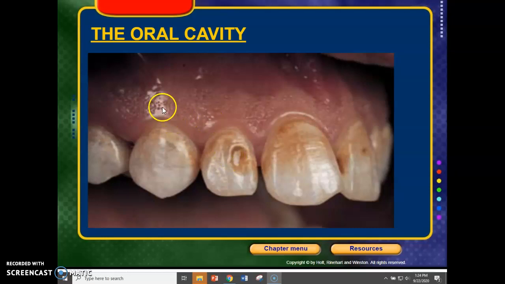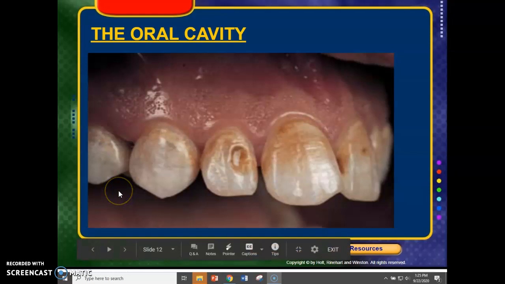Healthy gingiva is stippled, has little dots. Funny enough, this gingiva does. You can see the little dots. Healthy gingiva is not puffy and does not bleed easy. I don't know if this would or not, but I bet you it would. So that's where we ended our conversation the last time around, talking about healthy gingiva.